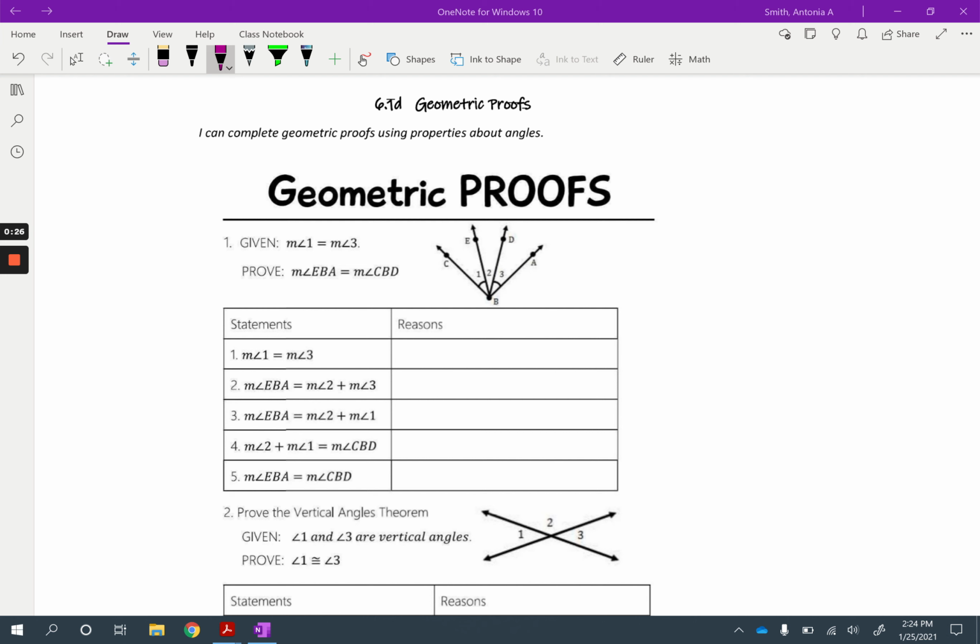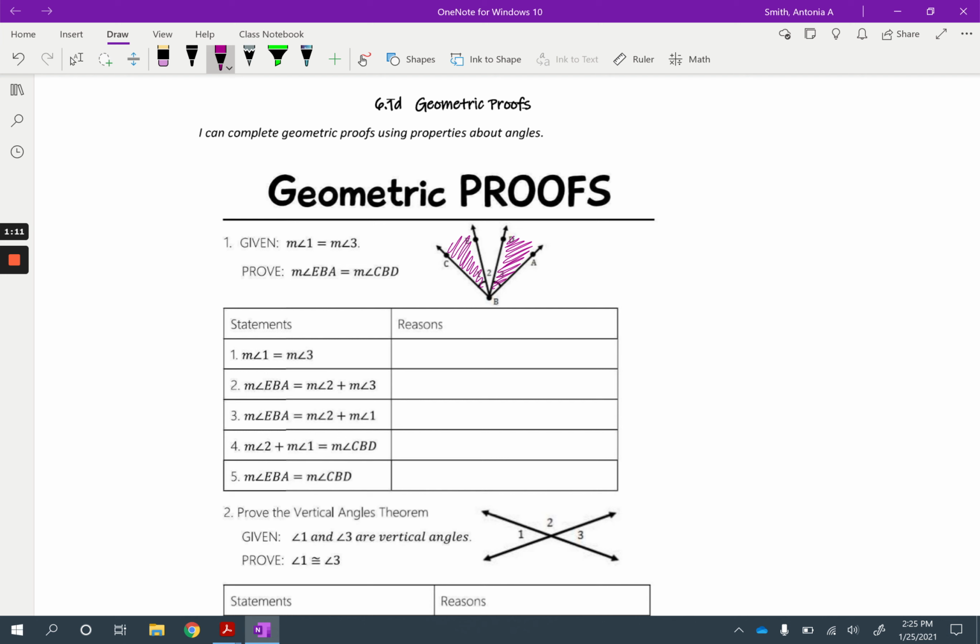about angles. So we've learned a ton of different angle relationships and properties about those relationships. So now we're going to use those to prove other things about angles. Okay? So the first one we're going to look at, we are given this picture. We have this giant angle ABC that is split into three different angles, angle 1, 2, and 3. And the information that is given to us is that the measure of angle 1 is equal to the measure of angle 3. That means that these two angles are the same size. Okay? So the information given to us is that the measure of this angle is equal to the measure of this angle.